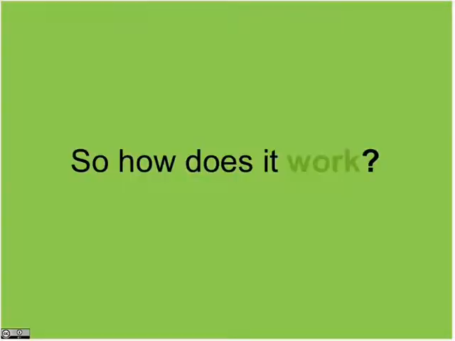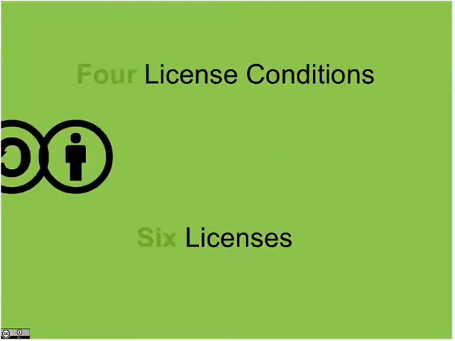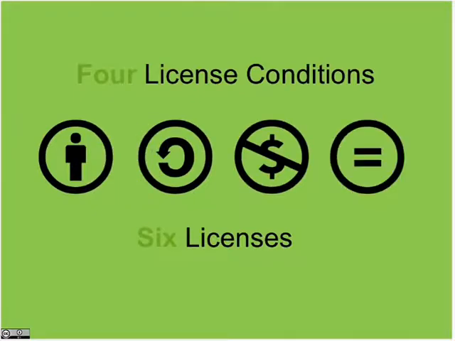There are 4 license conditions. Those license conditions briefly are attribution, so you can use the work but just tell people where you got it from. That's the man in the circle. The share alike, which is the left flowing arrow, means feel free to use the work, but you must then re-release any derivatives you've made under exactly the same licensing conditions so that others can build on your work as well.